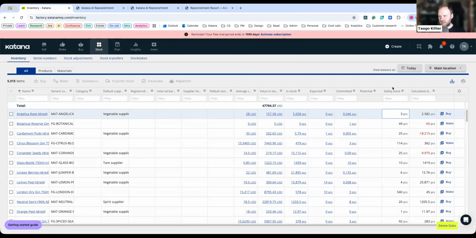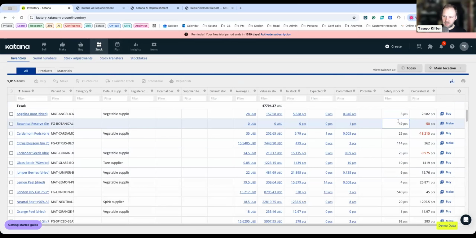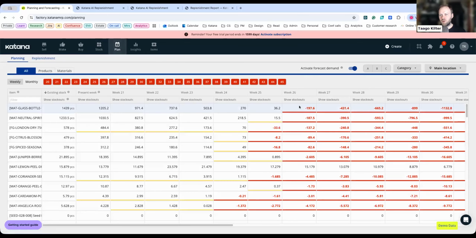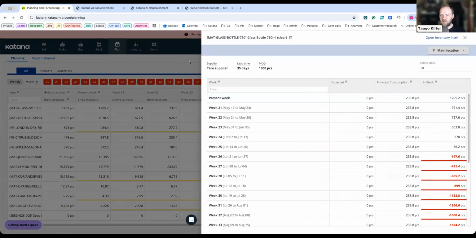So the safety stock can be set on the stock view. You can set it here. This is manually set. You can also import that number, but that is something that you can also do on the planning and forecasting detail view as well. So if I change this number here to 5, what was it? Math class bottle 750.